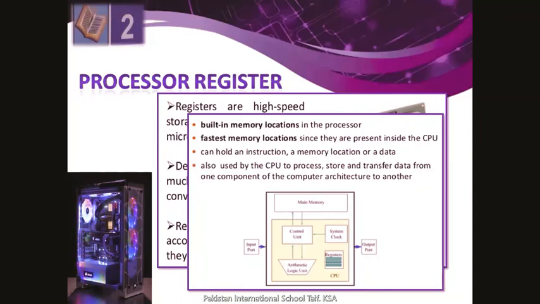They are built-in memory locations in the processor, a faster memory location. Registers are the fastest memory location since they are present inside the CPU. A register can hold an instruction, a memory location, or data. It is also used by the CPU to process, store, and transfer data from one component of the computer architecture to another. So registers are temporary storage inside the CPU.